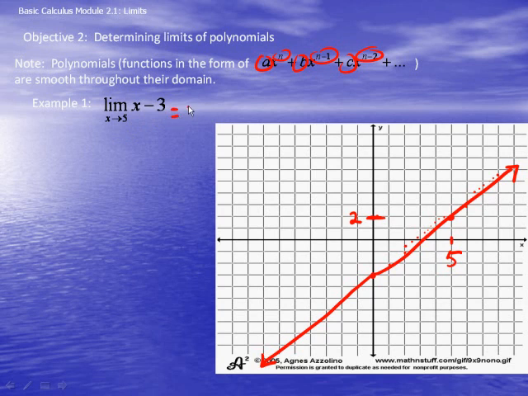is equal to 2. Now, a funny thing here, since polynomials are smooth and we are arriving toward 5, we are able to substitute the 5 in for x, and x minus 3 would be equal to 2. So notice that this is going to be the answer to the limit, and this works for all polynomials.